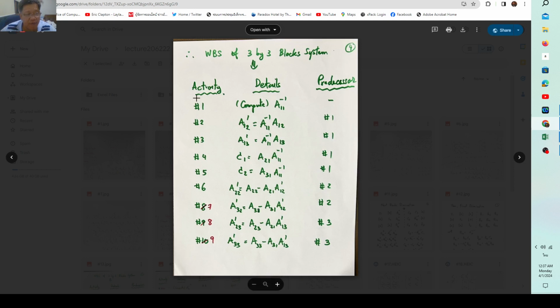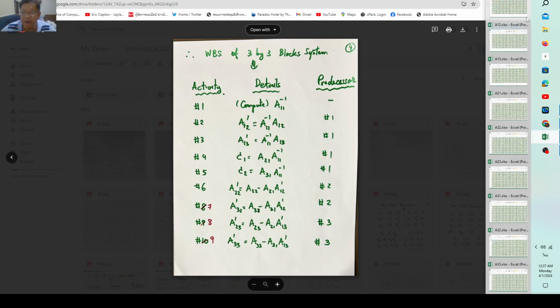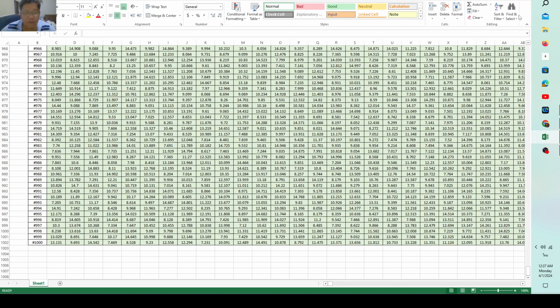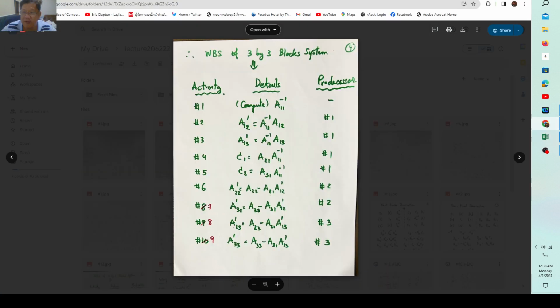Like the first job you need to do is actually to find A11 inverse, right? And if you go back to the Excel file, it's something similar to what we did with the 2 by 2 system, that the A11 here, you need to find the inverse first, right? And then you go here, you can go to A12 over here.